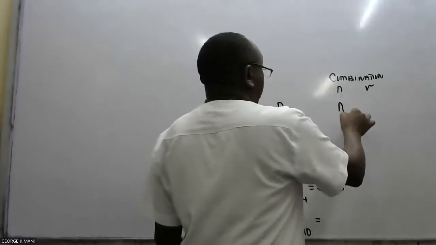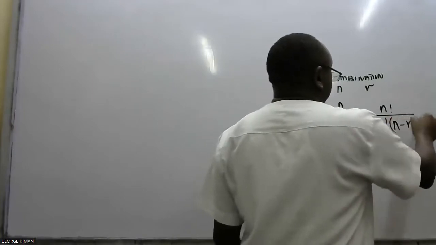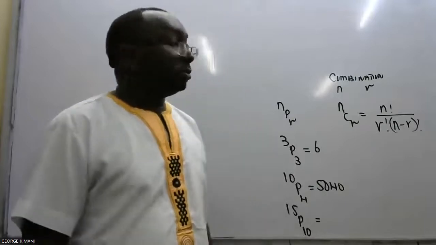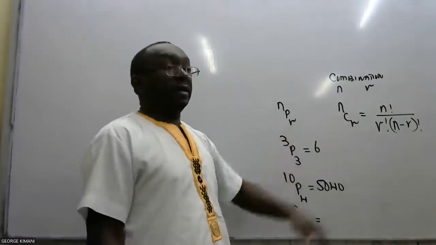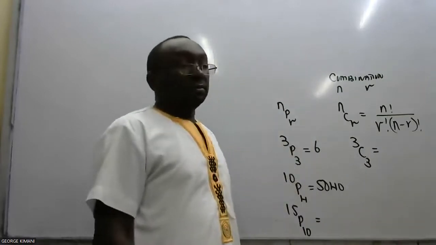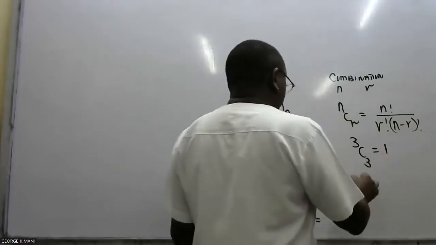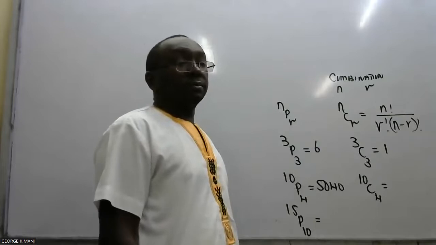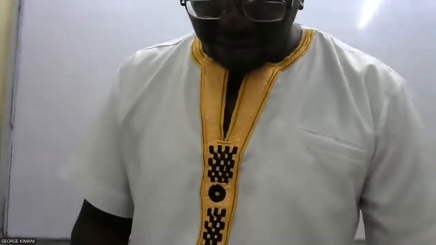So the formula, n combine r, is n factorial divided by r factorial times (n minus r) factorial. Now you can also see the button that is written nCr. Give me 3 combine 3. That one is on top of the button, so you don't need to shift. It's giving us 1. And give me 10 combine 4. Do the same for 15 combine 10, and after that, you read question number 9.